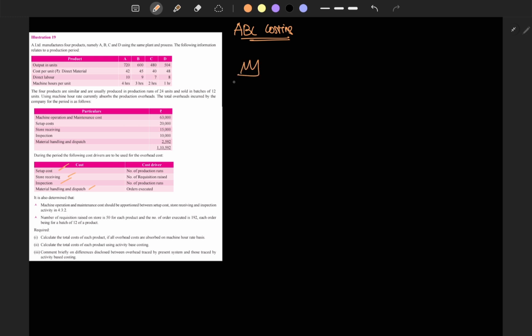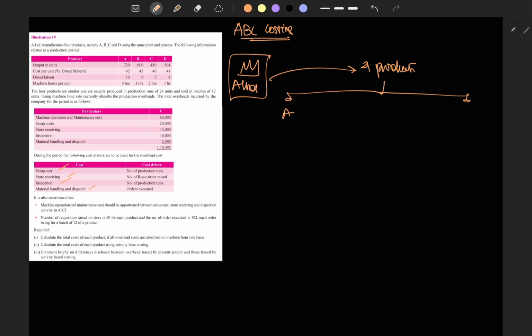Okay, what they are saying: A Limited has four products. What are those four products? A, B, C, D. All these products are using the same plant and process. This is what they have given, so we have written it in. What else is given? Output.